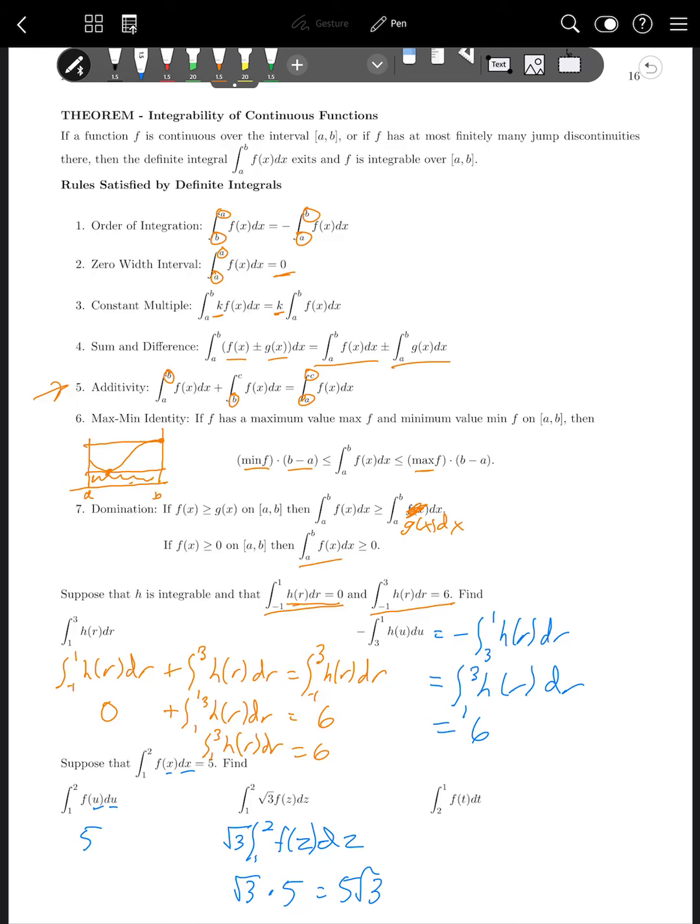And then the last one, notice that the endpoints are backwards. So if I want to flip them correctly, I just take the opposite, from 1 to 2 of f of t dt. And so then that would be the opposite of 5. That's what I get for that.